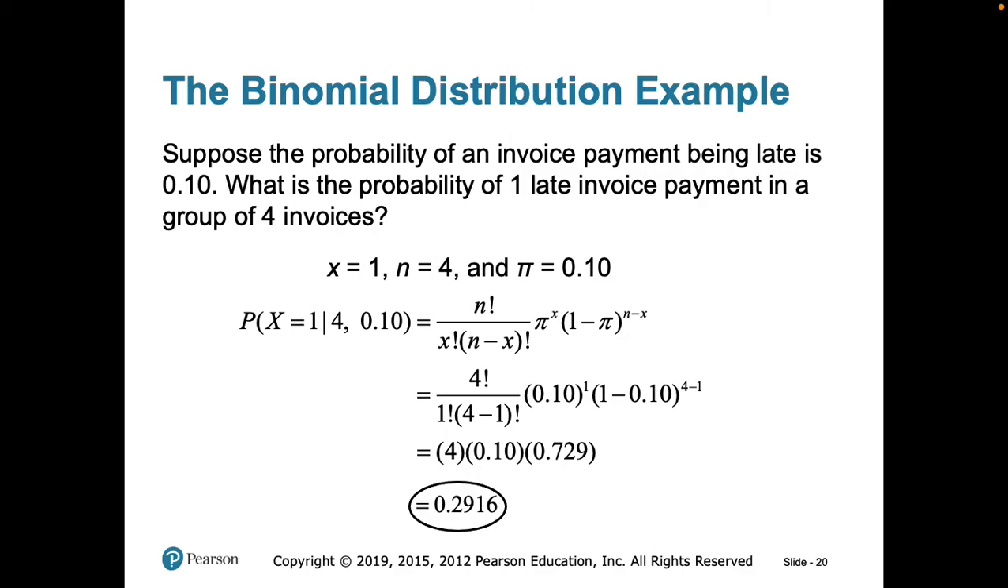So suppose the probability of an invoice payment being late is 0.10. What is the probability of one late invoice payment in a group of 4 invoices? So you have 4 invoices sitting in front of you. You know that the probability of one invoice being late is 0.10. What are the chances that out of those 4 invoices, you're going to have one that is late? Once again, once we do the formula here, we get that the probability is 0.2916.